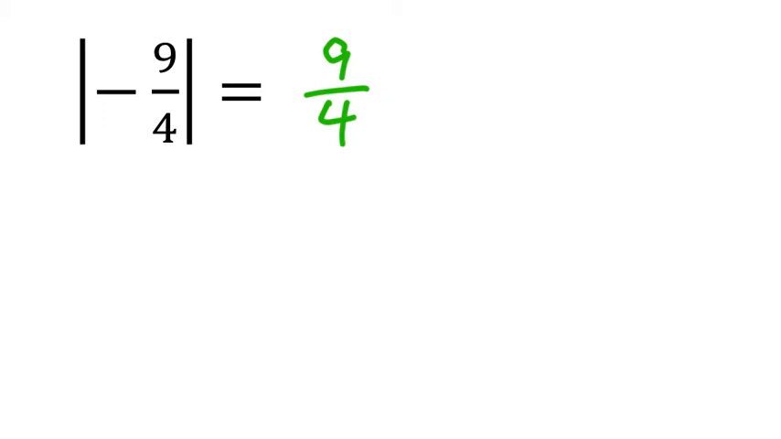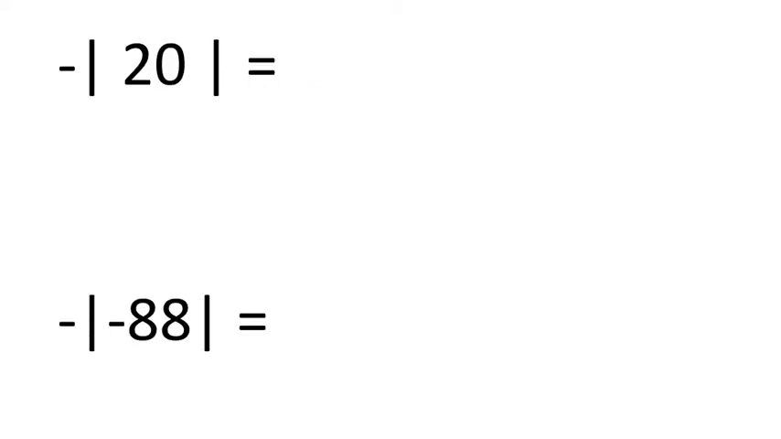But it's positive because, again, it's a distance, and we only refer to distances in the positive. Well, what does that mean for these two? So let's start with the top one. That's negative absolute value of 20. Now think about this, okay? It's the negative absolute value of 20.